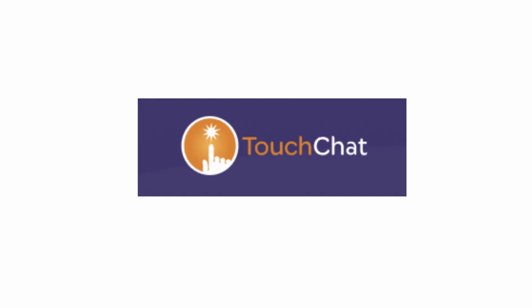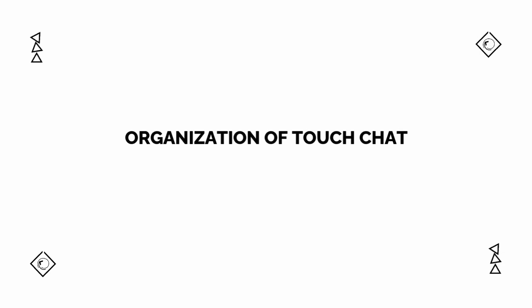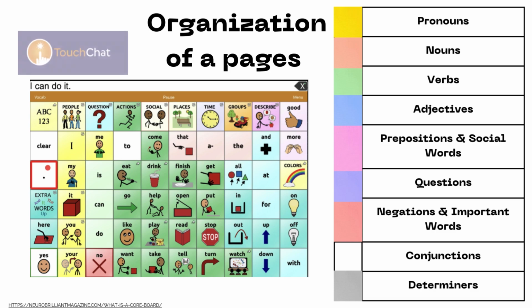Now we're going to start talking about TouchChat programs. Similar to other programs, TouchChat uses a Fitzgerald key for organization. One thing to note is that there are arrows on the top right corner of some of the buttons. When those buttons are pressed, they will take you to additional pages for more words. So please pause the video to explore a little bit more on the Fitzgerald key.